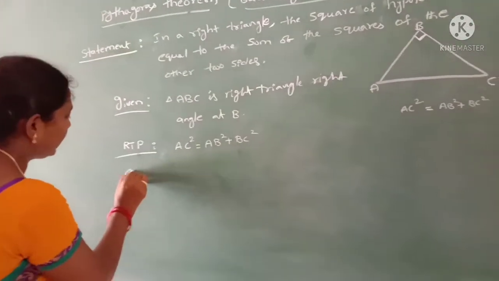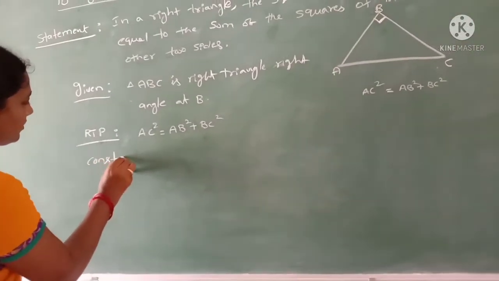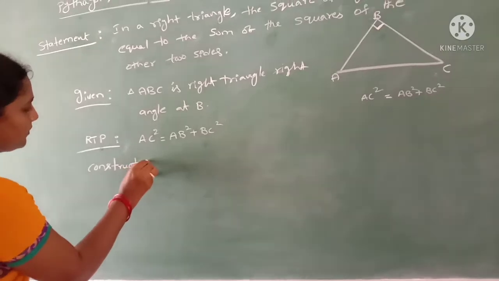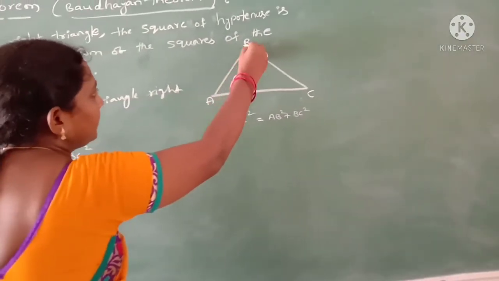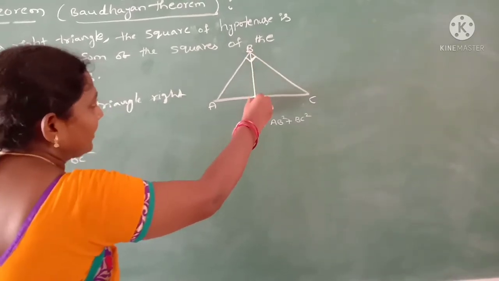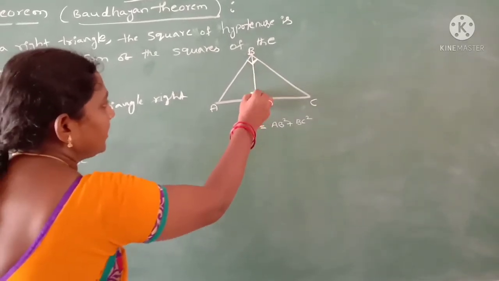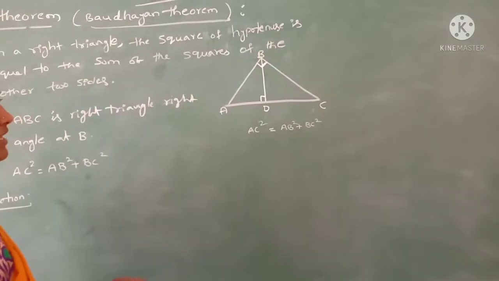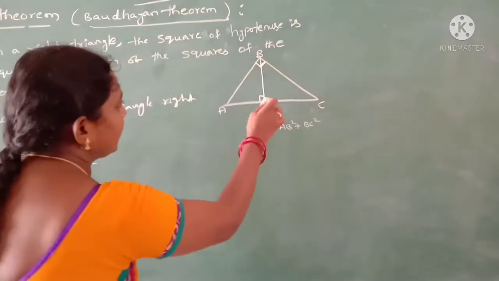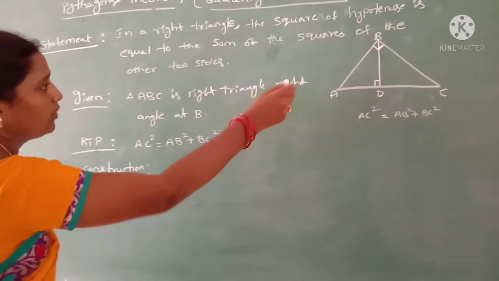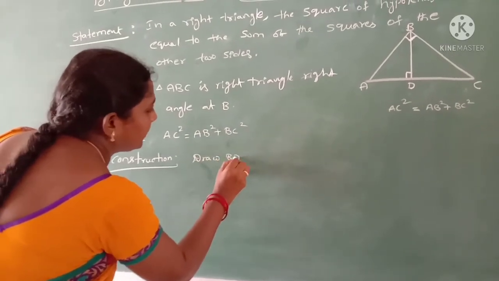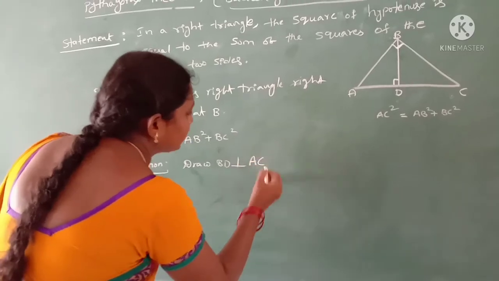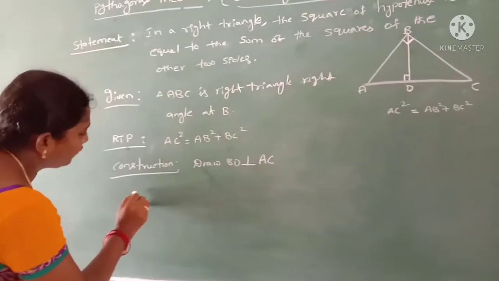Next, we write the construction. We draw the perpendicular BD, D is a right angle. BD is perpendicular to AC. So draw BD perpendicular to AC. Next, go to the proof.